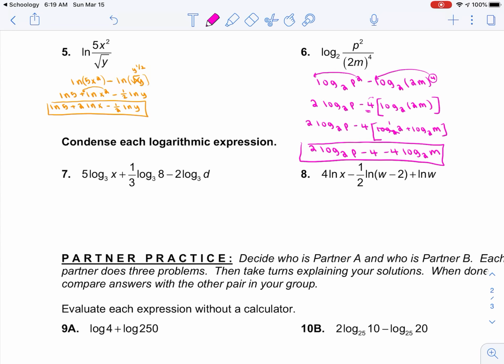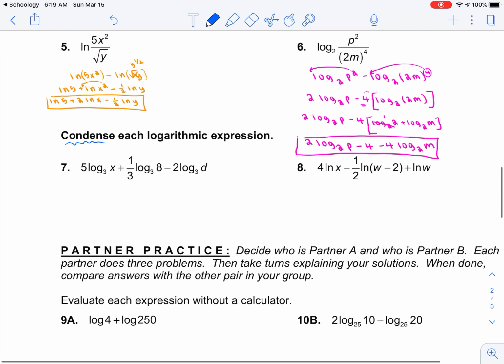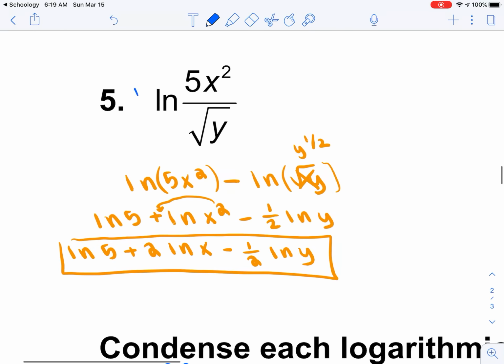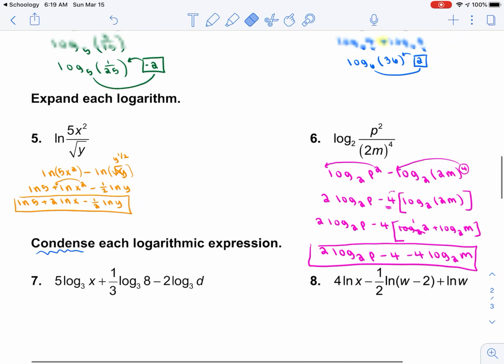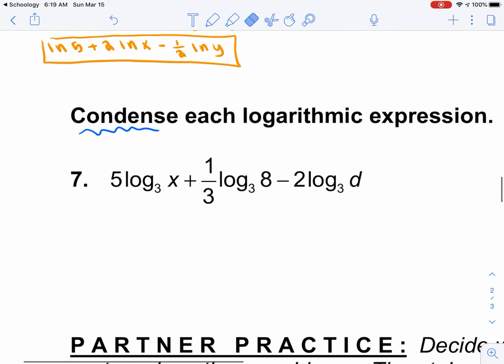The final 2 problems in the set, and then we are done for today, and then you can go ahead and practice those problems at the bottom, is the condensing. Condensing is basically getting the answer like we just got and working backwards to get the problem to look how this problem started. So basically you want 1 log. Same thing over here, 1 log, although you're starting with something very complicated.